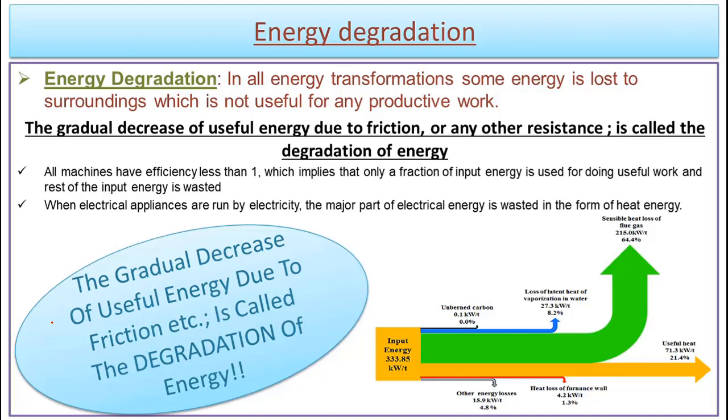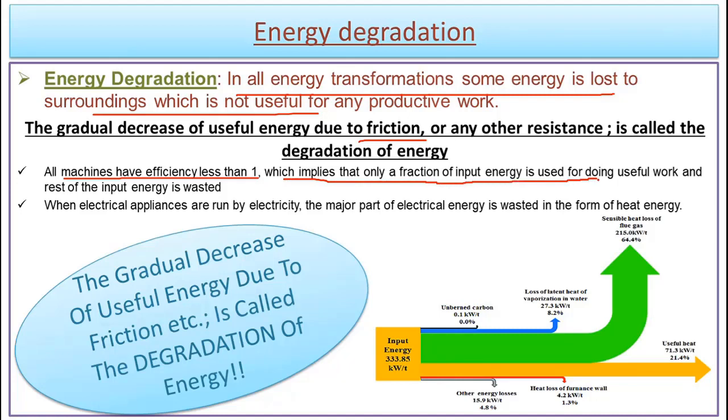Now, how do you define this energy degradation? You can say in all energy transformations, some of the useful form of energy gets converted or diluted in the surroundings due to external factors. Mostly we observe it in the form of friction. For a machine, in actual conditions, all machines have efficiency less than 1, which implies that only a fraction of input energy is used for doing useful work and the rest of the input energy is wasted.